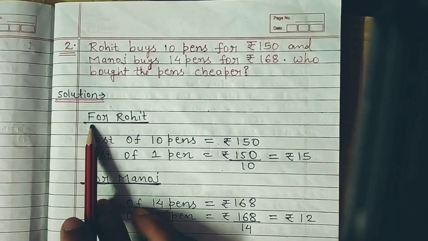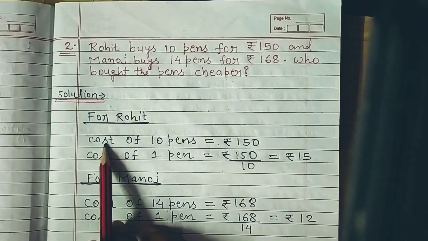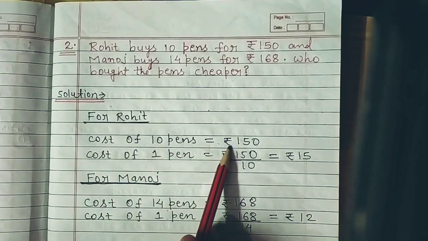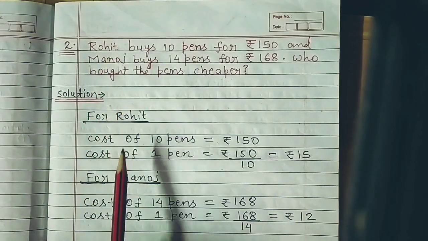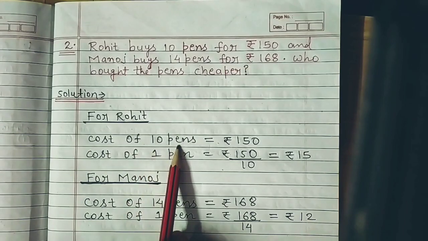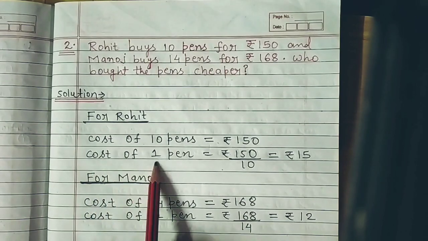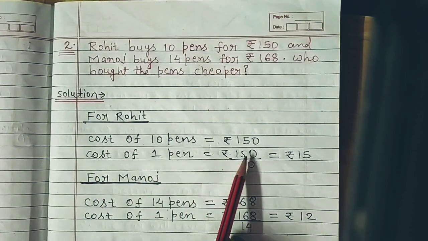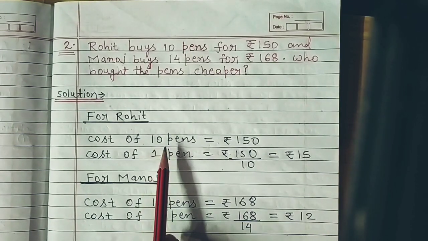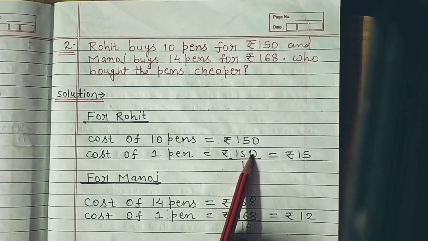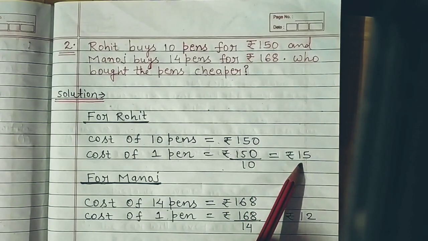I have given the heading for Rohit. Clear? So I have written here cost of 10 pens equal to rupees 150, as it is given in the question for Rohit. Now cost of one pen equal to rupees 150 by 10. For the single quantity we always divide. This number 150 by this number 10 is equal to rupees 15.